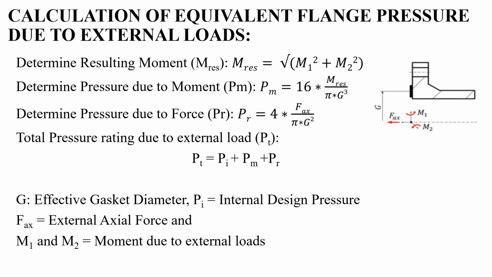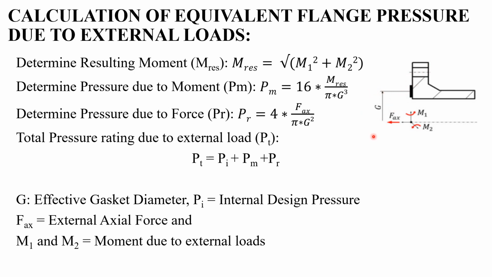What will happen when there is external load on the flange? If you see, this is a flange. This G is what we call the effective gasket diameter. G is the effective gasket diameter. The gasket will have an OD and an ID, correct? So normally we take the effective diameter in the intermediate range, because in the center there will be a lot of pressure exerted due to the bolt.